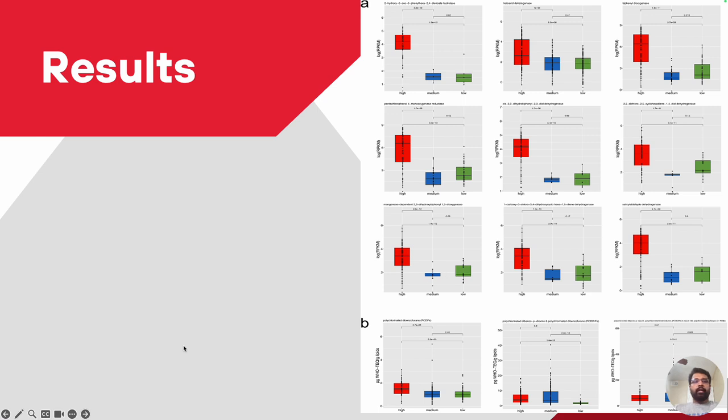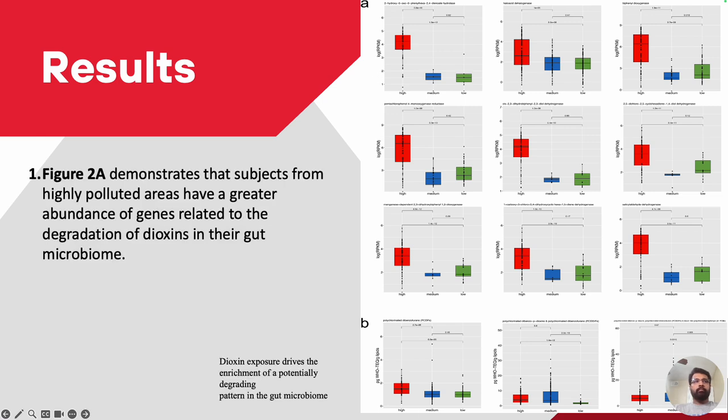So the next group, I know that it is a little bit difficult to see the writing here. That's another problem. So now we are jumping into the pollutants. The top diagram, 2A, demonstrates that the subjects from highly polluted areas have a greater abundance of genes related to the degradation of dioxin in their gut microbiome. In simple language, they compared the abundance of the genes related to the degradation of dioxin. Dioxin is one of the pollutants.